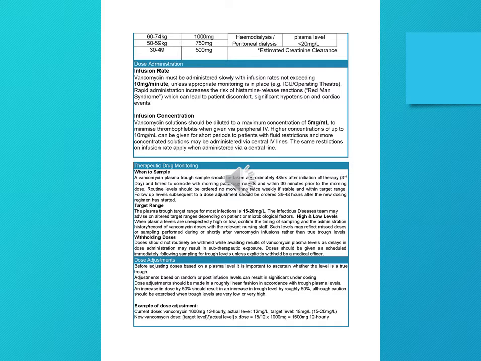High and low levels. When plasma levels are unexpectedly high or low, confirm the timing of sampling and the administration history/record of vancomycin doses with the relevant nursing staff. Such levels may reflect missed doses or sampling performed during or shortly after vancomycin infusions rather than true trough levels.